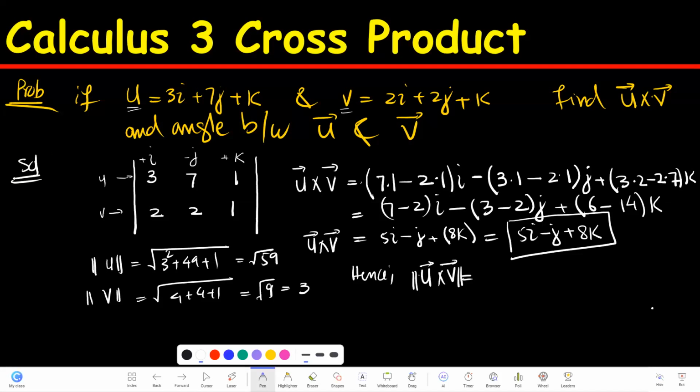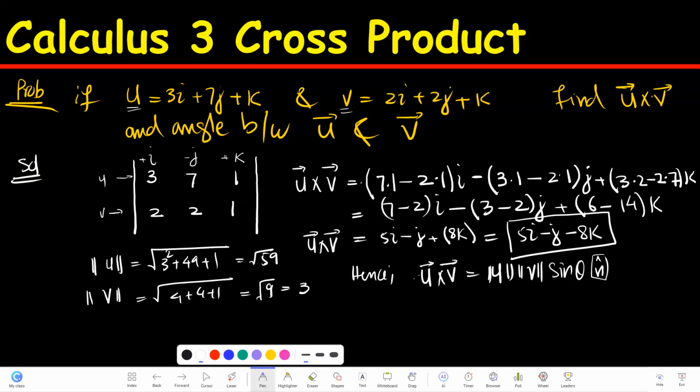Oh yeah, this minus 8. So I need u cross v. Let me just write the formula without this magnitude. The formula we learned: u cross v equals magnitude of u times magnitude of v times sine theta times n. For now, just ignore the n. N will be perpendicular to both u and v. So I'm going to ignore the n for now.